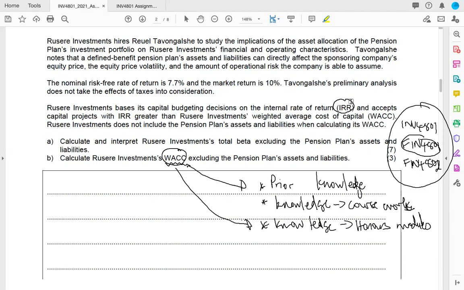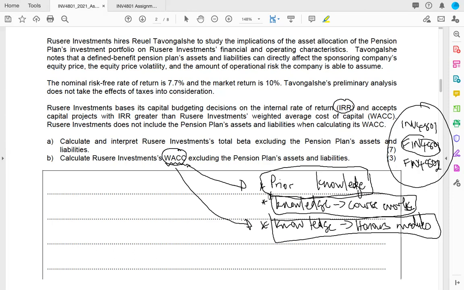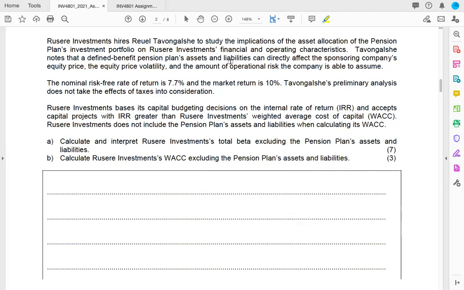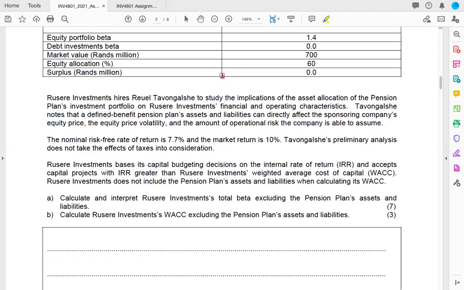Even issues to do with internal rate of return, there really isn't a chapter on that in INV 4801. It's all assumed to be prior knowledge, okay? And it's also knowledge related to other honors modules. And it's also not directly in the coursework for the module. So you just need to be prepared for that. You shouldn't be narrow-minded when it comes to some of these questions.